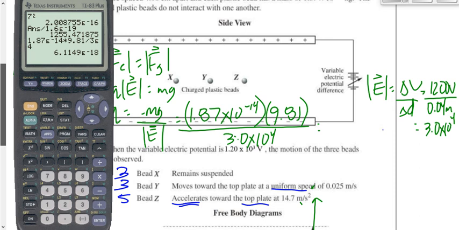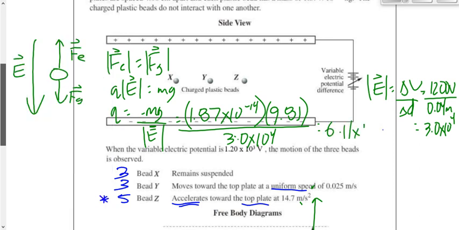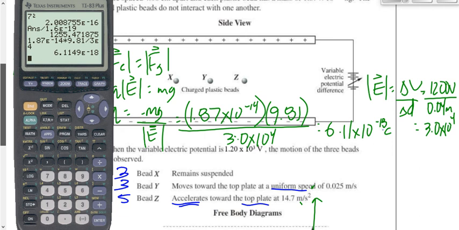That works out to 6.11 times 10 to the minus 18. This is the number of coulombs, right? We want to find the number of electrons. We're going to take that number and divide it by the elementary charge, which is 1.6 times 10 to the minus 19. That gives us 38.2.